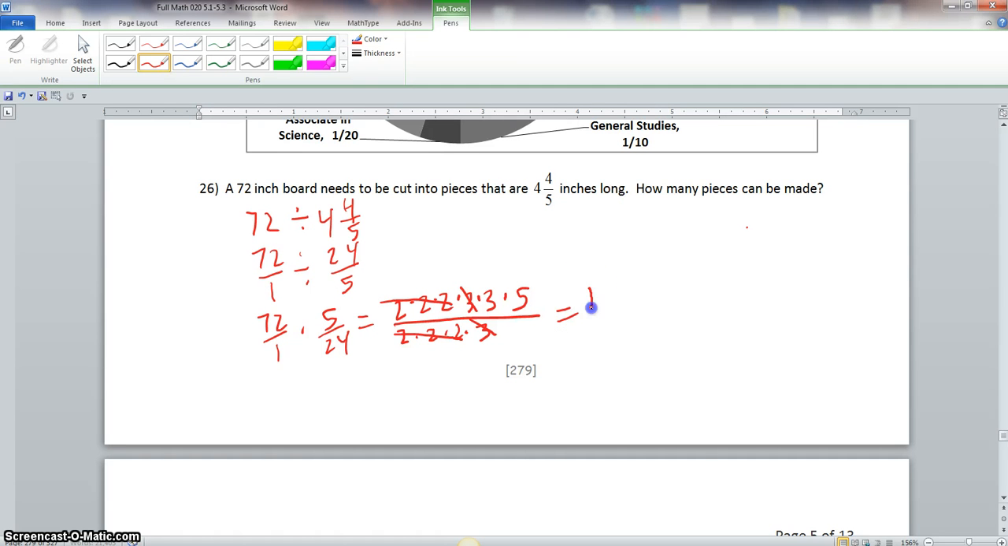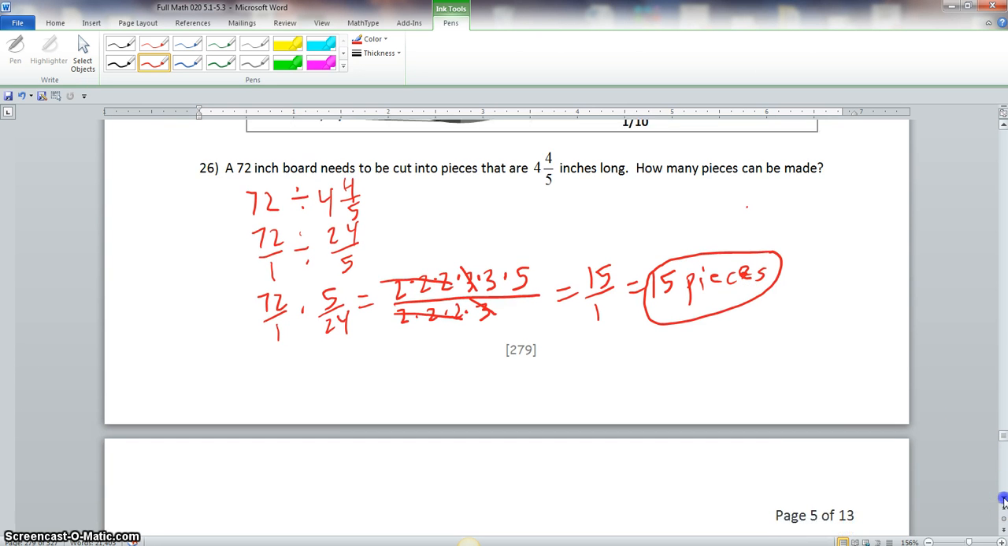So we're left with in our numerator 15 and our denominator is 1. So it'll be 15 pieces, because remember, we never leave a fraction divided by 1. So our final answer here is 15 pieces.